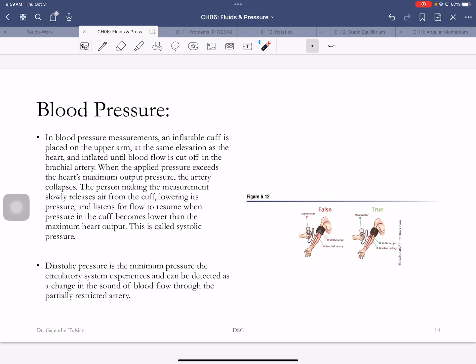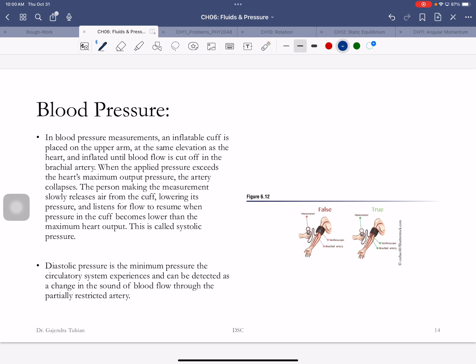Okay, so when you walk into a doctor's office, the first thing they do is measure your blood pressure. So measurement of pressure is an important indicator of health. That's one of the first things you measure. And so here's the correct way of measuring the pressure. You put the cuff at heart level, and the stethoscope needs to be placed there.